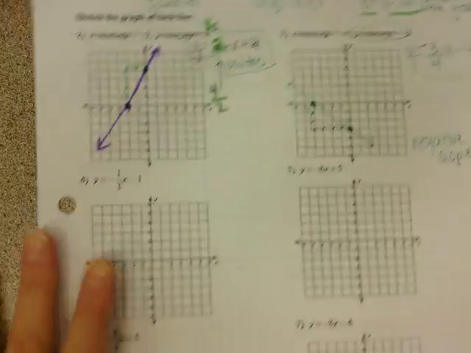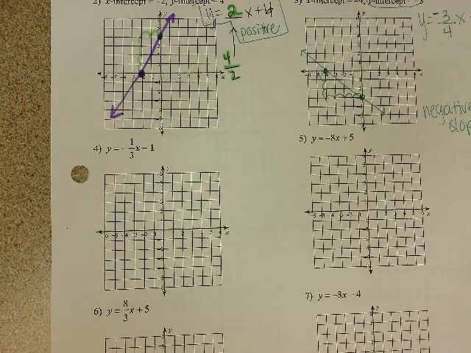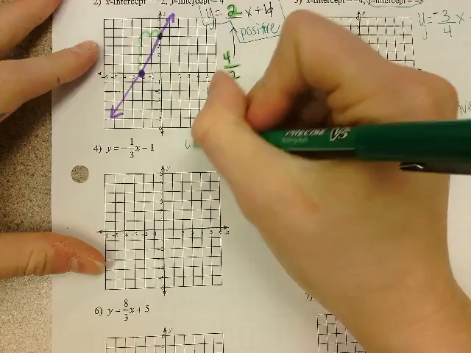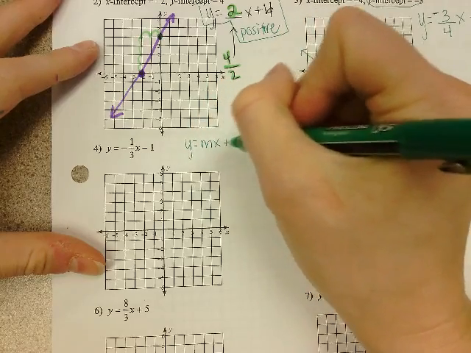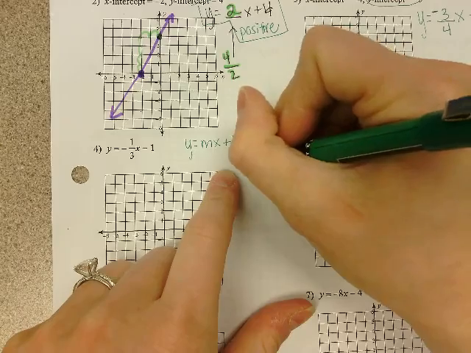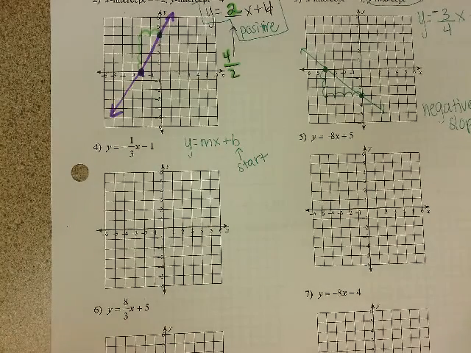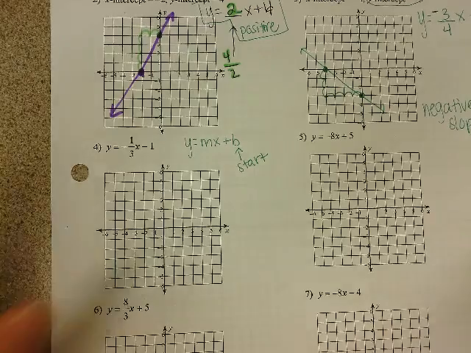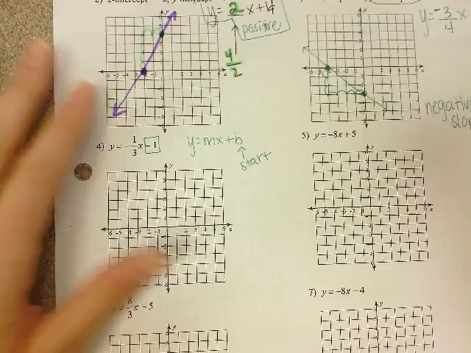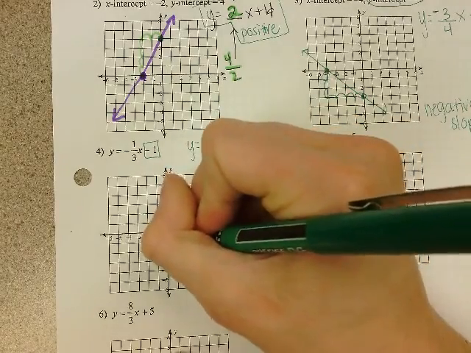That's okay. Alright, so now we're given the actual equation, right? So remember it's y equals mx plus b. So we have to start at our y-intercept. So what's my y-intercept here? Perfect, negative 1. So it's the y-intercept, so I'm going to start on the y-axis at negative 1.